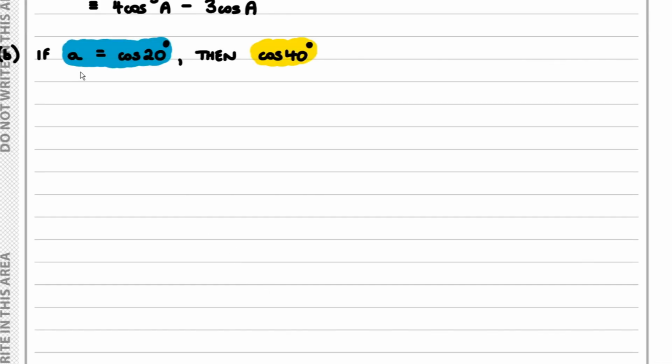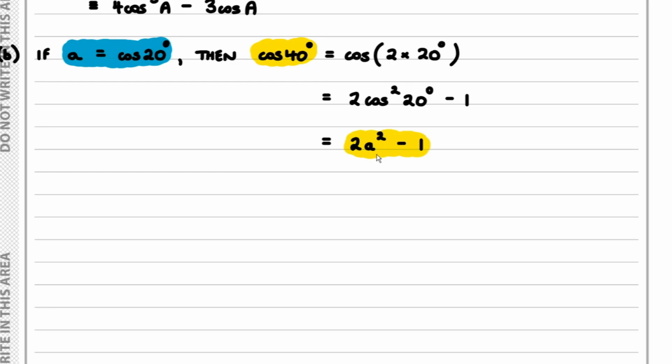For part B, if a is equal to cos 20 degrees, then cos 40, we can rewrite that as cos of 2 times 20 degrees, and using 2 cos squared a subtract 1, we can rewrite this as 2 cos squared of 20 degrees subtract 1, so we have 2a squared subtract 1.